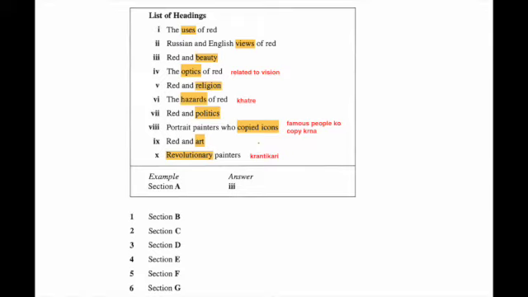So you'll see that there are two options, 8 and 10. They both talk about painters. One is about portrait painters who copied icons, and then 10th is about revolutionary painters. Revolutionary painters means who went against the law.